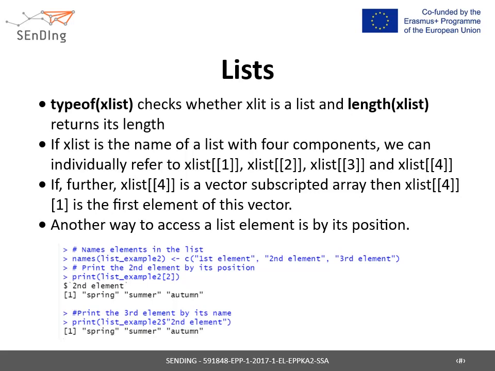Thus, if ECList is the name of a list with 4 components, these may be individually referred to using double square brackets. If, further, ECList[[4]] is a vector subscript array, then ECList[[4]][1] is its first entry. Another way to access a list element or component is by its name, like in the example using the $ operator between the name of the list and the name of the list element in quotes.